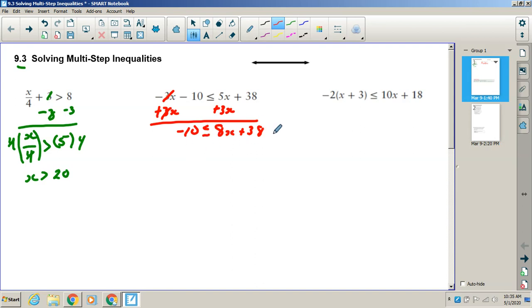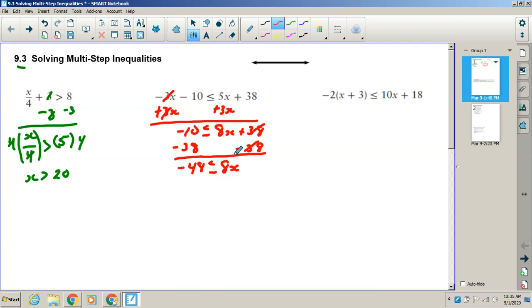So the next step is I need to get this 8x all by itself. So I'm going to move the plus 38 through opposite operations. And the opposite of adding 38 is subtracting 38. And what I do to one side, I do to the other side. And I'm left with 8x here. Sign is still facing the same way. And negative 10 minus 38 is negative 48.